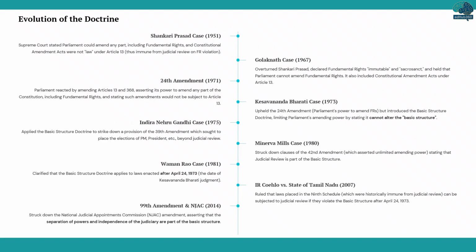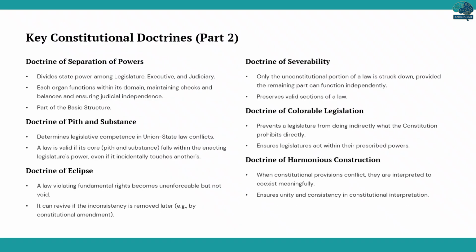Beyond the basic structure, several other key constitutional doctrines guide interpretation and governance. The doctrine of separation of powers divides state power among the legislature, executive, and judiciary. Each branch operates within its own sphere, creating essential checks and balances, and it's considered part of the basic structure. The doctrine of pith and substance helps resolve conflicts between central and state laws. It states that a law is valid if its main purpose falls within the power of the legislature that enacted it, even if it incidentally touches on another's jurisdiction.